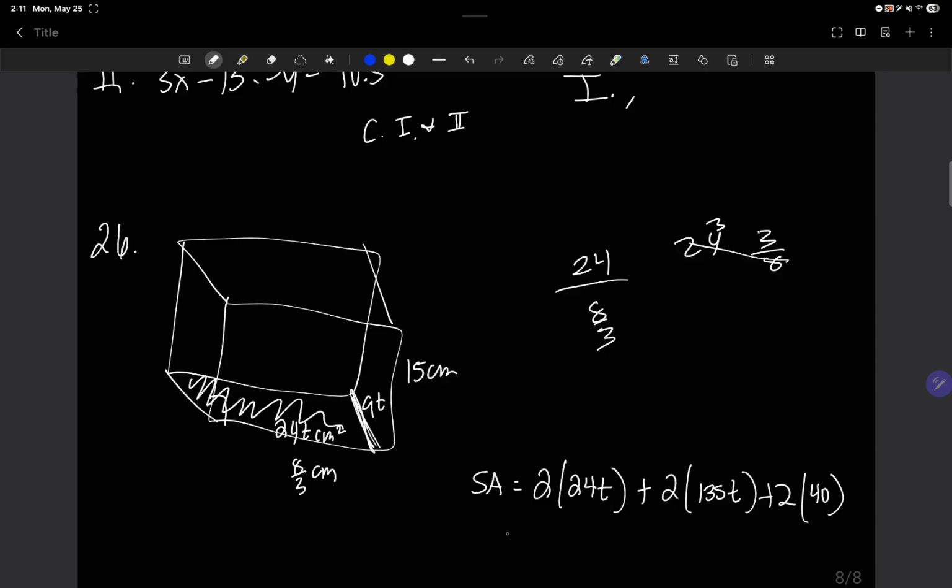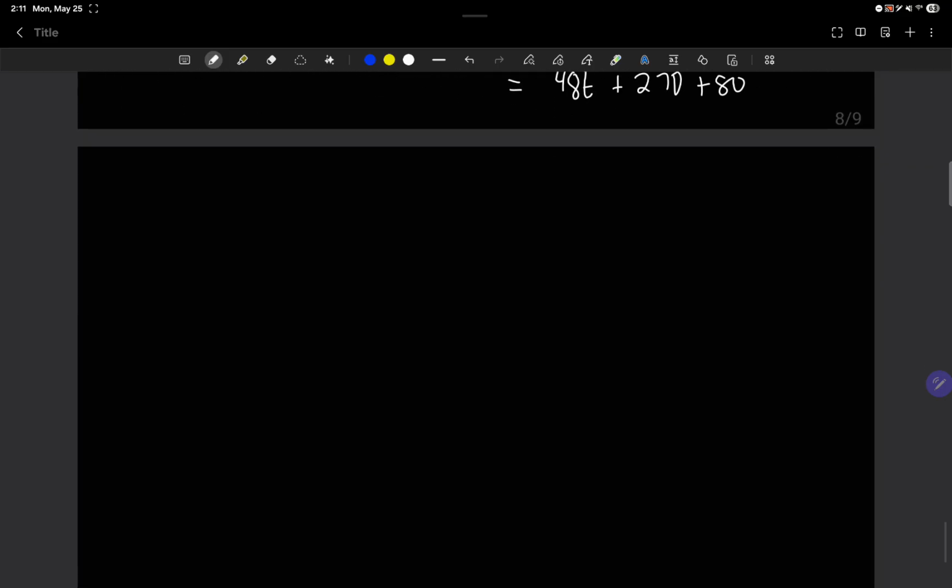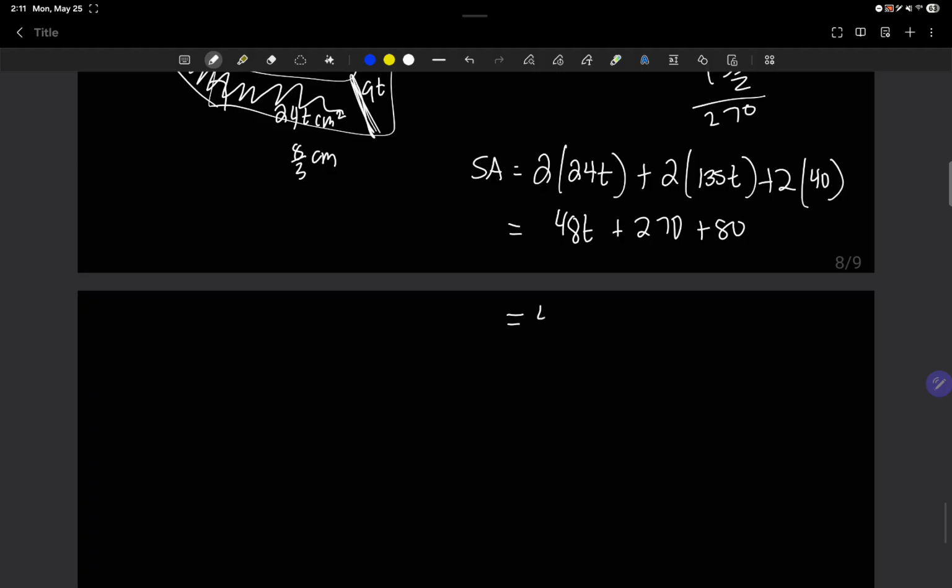Okay, so then we get 48t plus 135, 270, and 2 times 40 is 80. It's got to be A. The only one that has 48t plus 3.